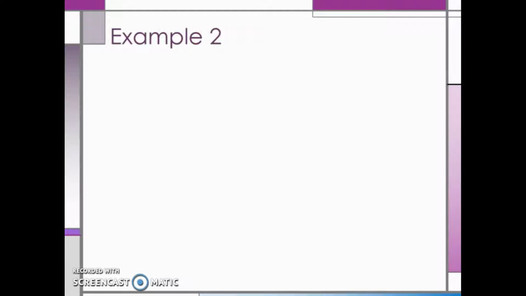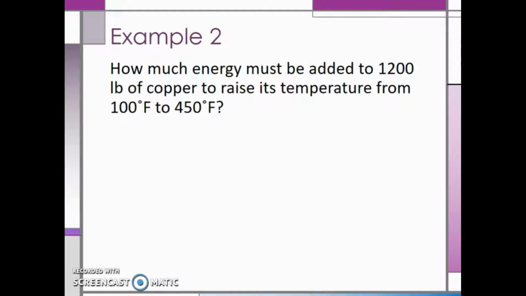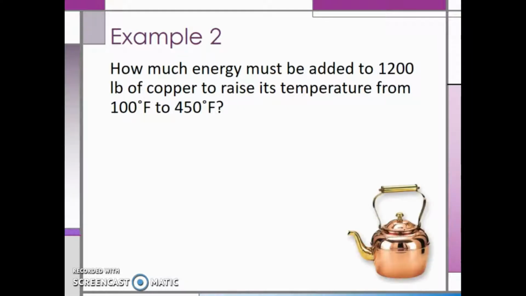Let's take a look at how we can use the equation to calculate heat energy. How much heat energy must be added to 1,200 pounds of copper to raise its temperature from 100 degrees Fahrenheit to 450 degrees Fahrenheit? Like we saw on the last slide, Q equals C times M times delta T.